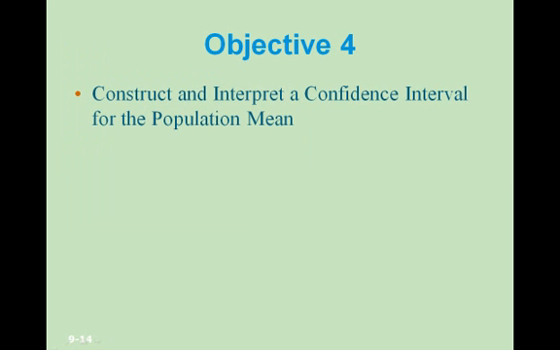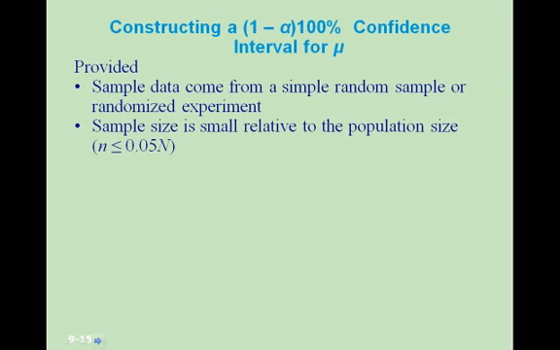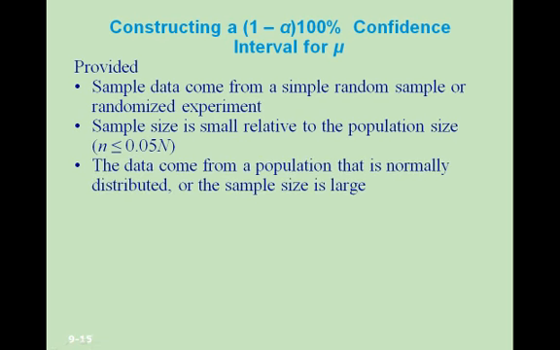Objective 4. Construct and interpret a confidence interval for the population mean. There are some things that need to be true before we can construct our confidence interval. First, the sample data needs to come from a simple random sample or a randomized experiment. Then the sample size needs to be small relative to the population size. So little n needs to be less than or equal to 5% of capital N, which is the population size. Next, the data come from a population that is normally distributed, or the sample size is large.